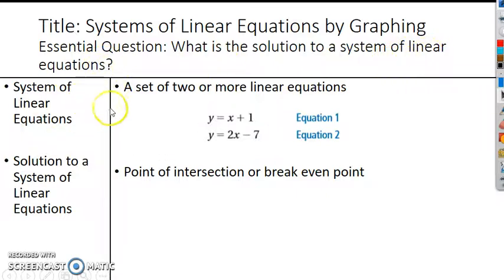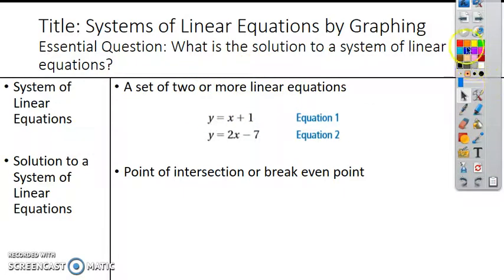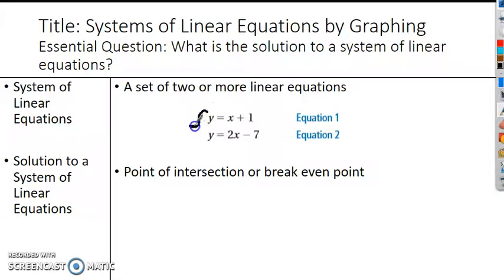First of all, a system of linear equations is a set of two or more equations. Remember yesterday we talked about what symbol we use when we're talking about a system, and we use this symbol. This means system. You list the two equations, one on top of the other, and put this little symbol here, telling your reader this is a system. The solution to a system of linear equations is the point of intersection.